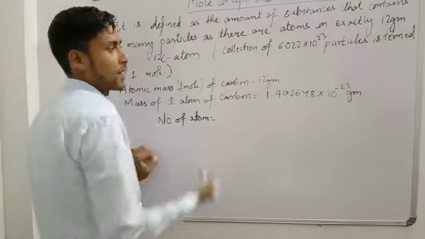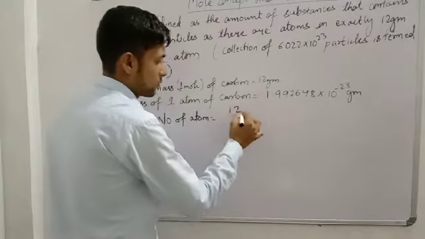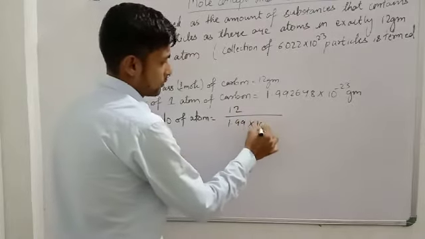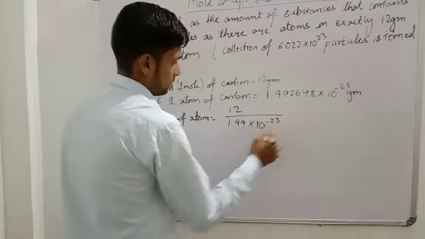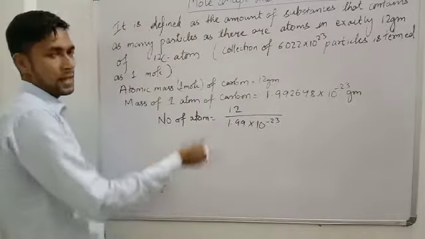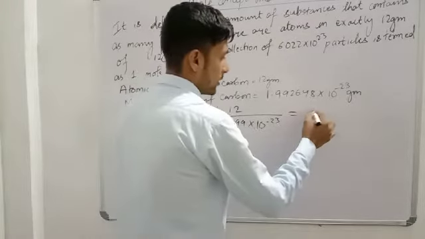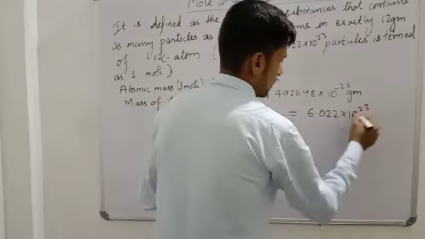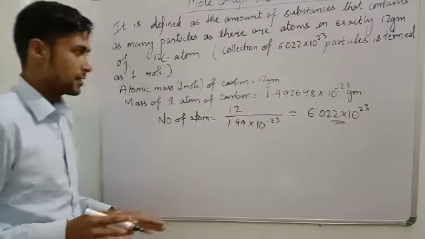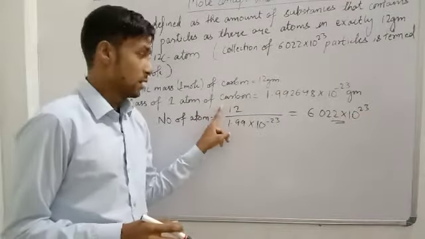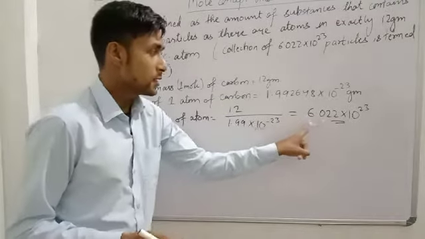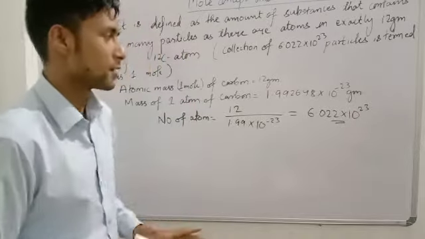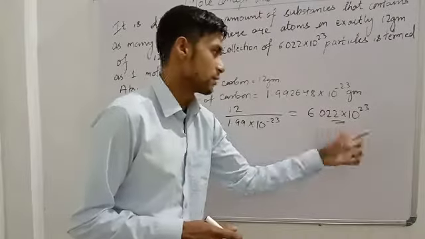So number of atom in 12 gram of carbon is given by 12 by 1.99 into 10 to the power minus 23. If you calculate this, we will get 6.022 into 10 to the power 23. So which means that in 12 gram of carbon there are 6.022 into 10 to the power 23 number of atom.